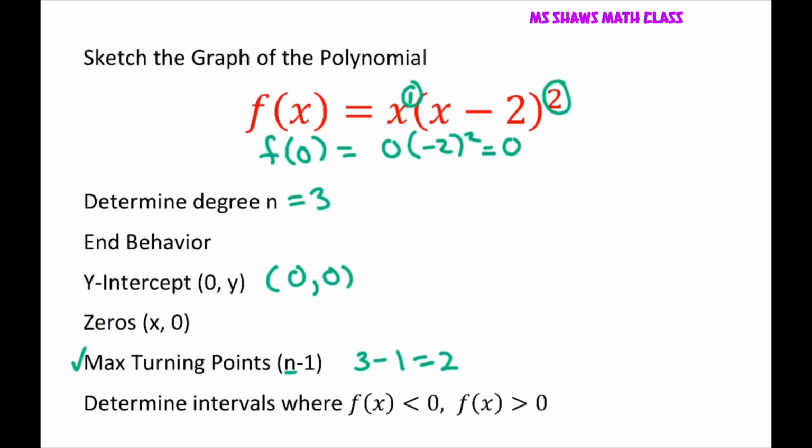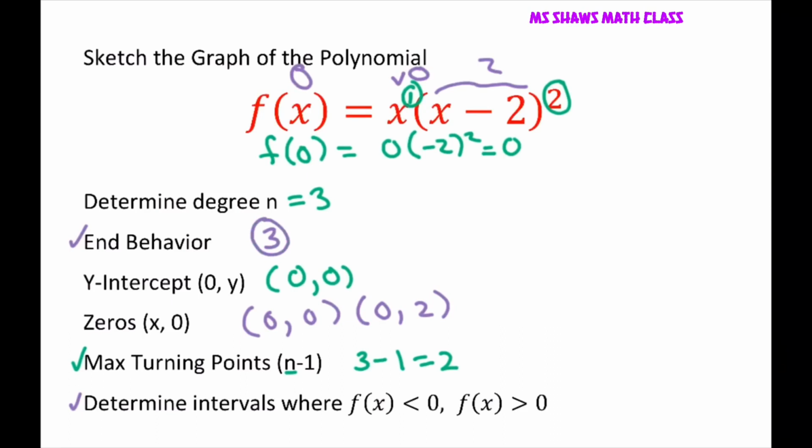And our x-intercept is when y is 0. So when y is 0, this can be 0, and this part here would be 2. So we have (0, 0) and (2, 0). And the end behavior we're going to talk about next. Our end behavior is based off the degree, which is 3, and it is positive. The intervals where y is negative and y is positive we'll talk about after we graph it.